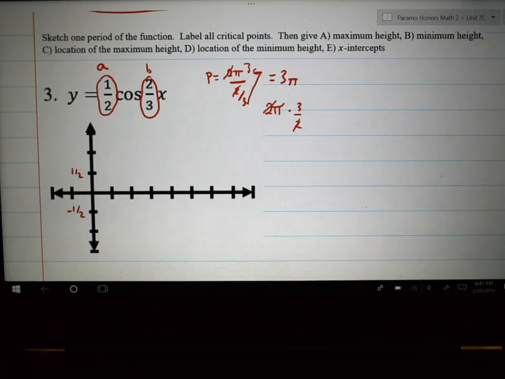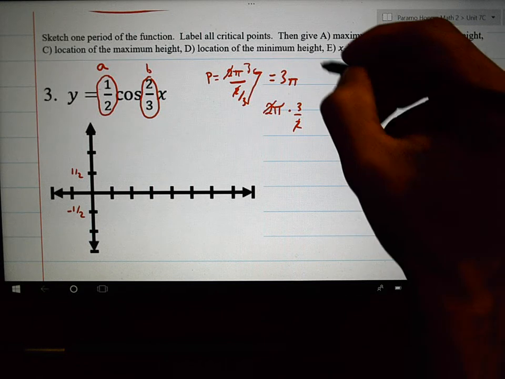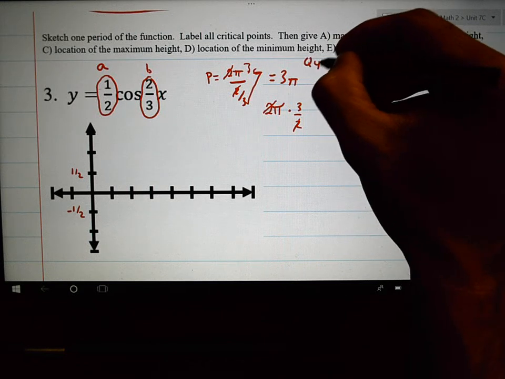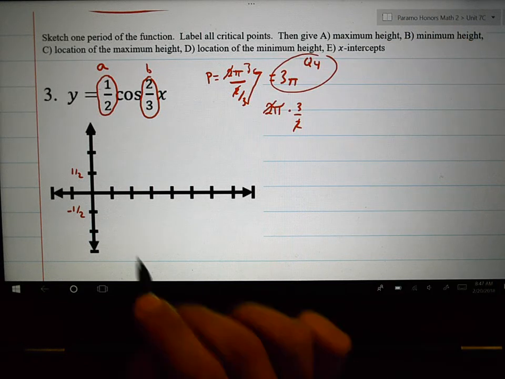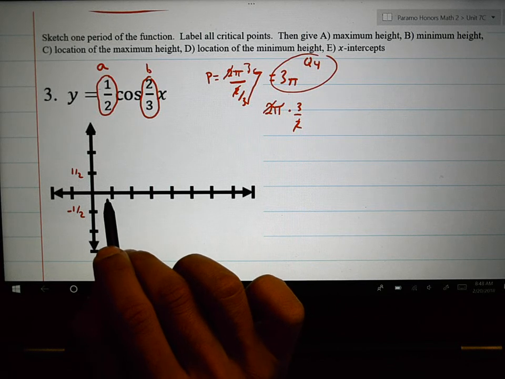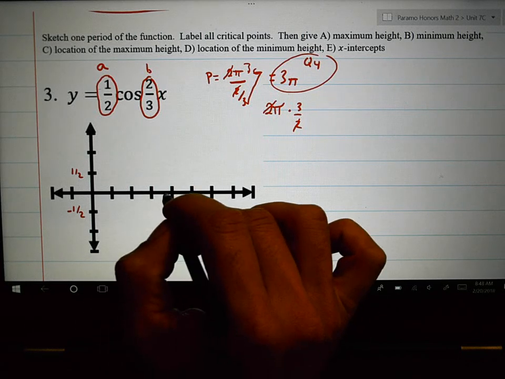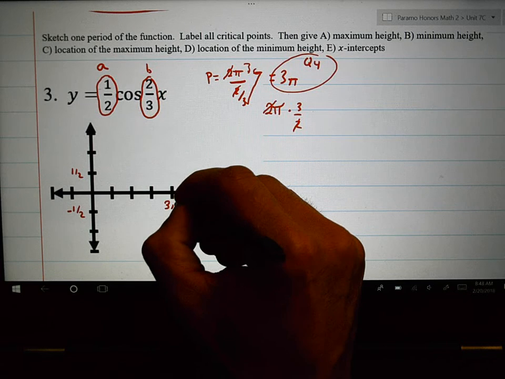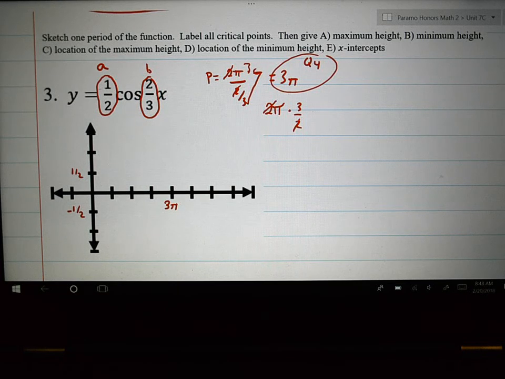by the way. So if my period is 3 pi, then I want you to make the fourth quartile 3 pi. Make this the fourth quartile. I'm going to put Q4 right next to it. Okay? That lets me know that the fourth dash should be 3 pi. First quartile, second quartile, third quartile, fourth quartile, 3 pi. Boom. Like that. Always label your x-axis. For me, I want you to label the fourth quartile and the second quartile every single time.